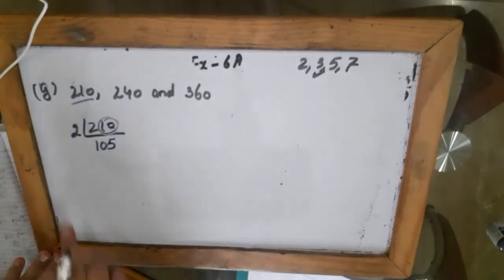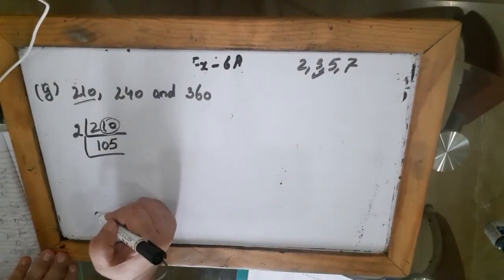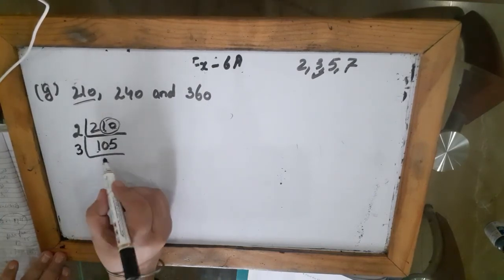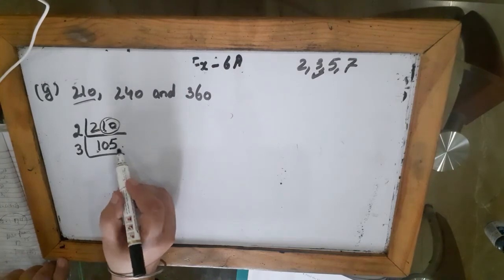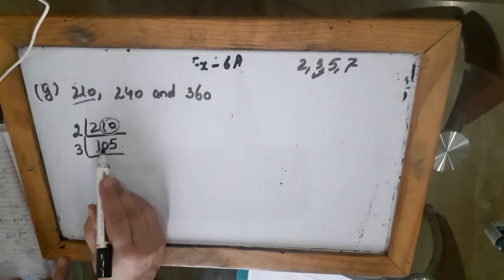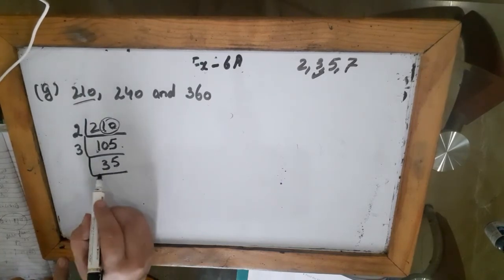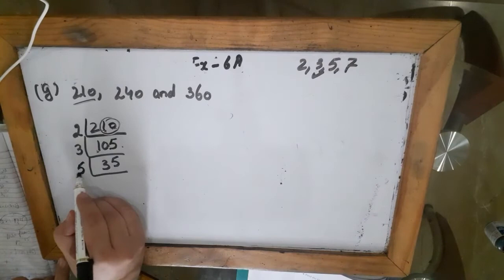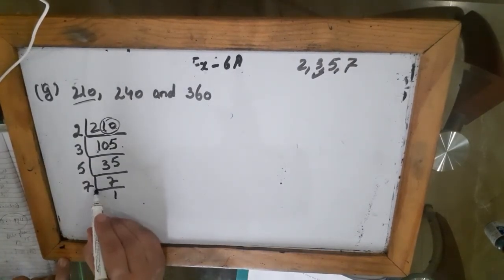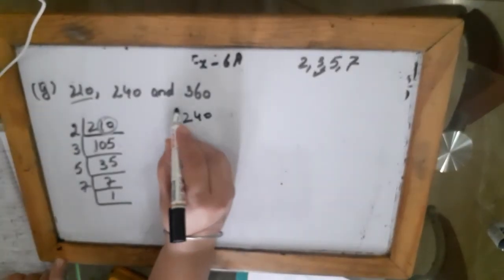So this becomes 105, and 2 times 105 is 210. Now 105 cannot be divisible by 2, but it can be divisible by 3 because 5 plus 1 is 6, and 6 is divisible by 3. Now 3 threes are 9, and 3 fives are 15. Now 35 is not divisible by 3. Next is 5. 5 sevens are 35, and 7 being a prime number will be divisible by itself. 7 ones are 7.